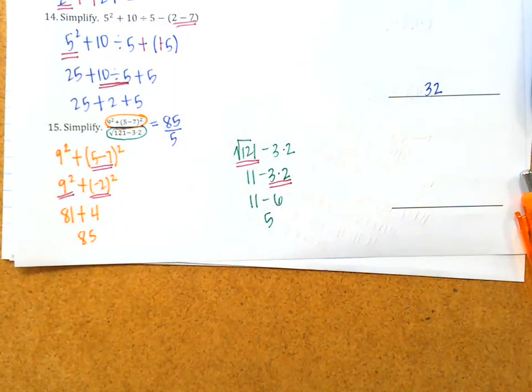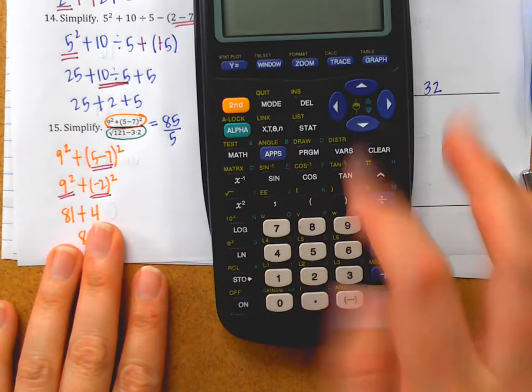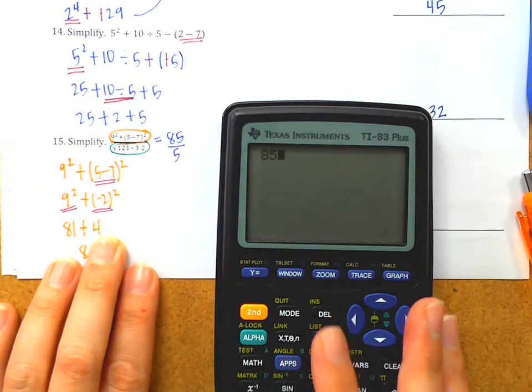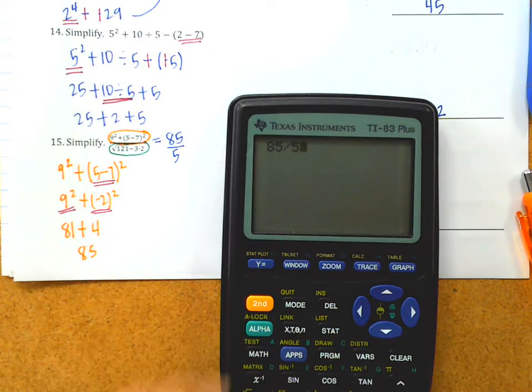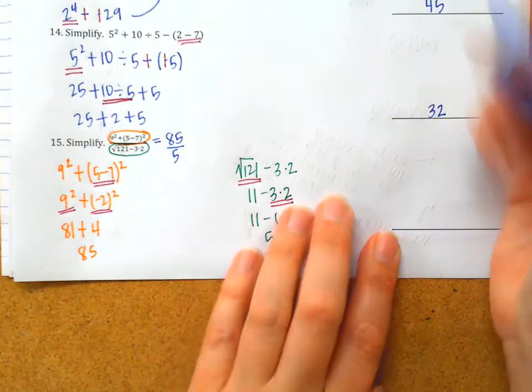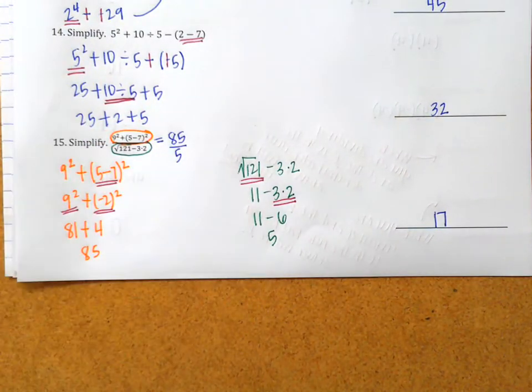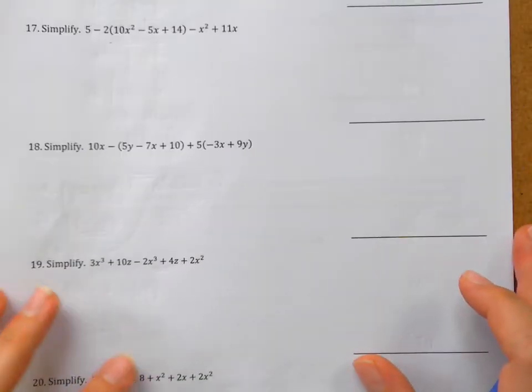Which I bet you we can simplify further. So into my calculator, I'm going to try that. 85 divided by 5 gets me 17. And that would be what we'd want. We don't want to keep it as that fraction, because if you can simplify it further, then I'd want you guys to simplify it further. Okay, let's continue on. We're on the next page.